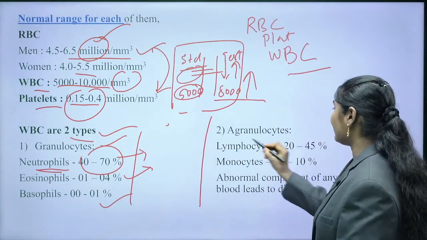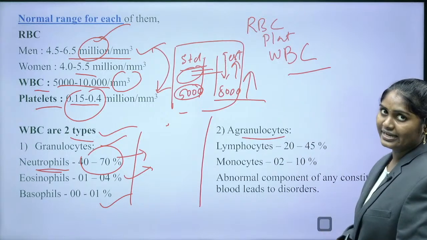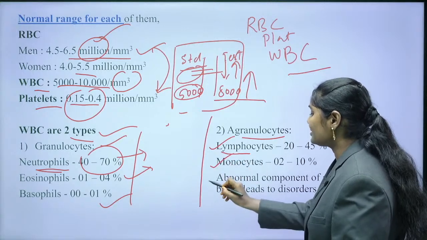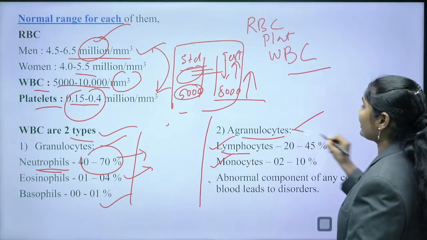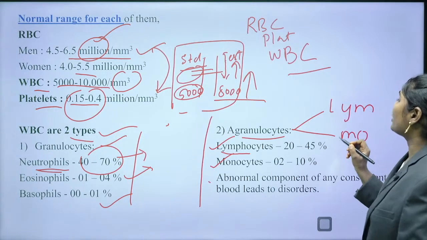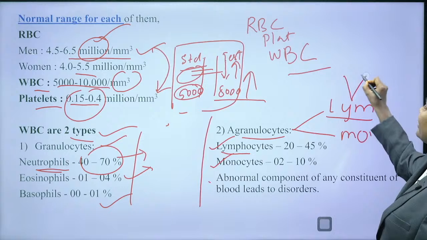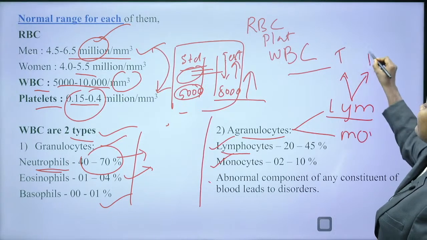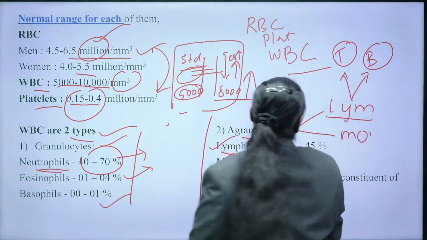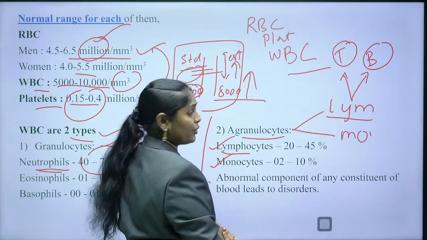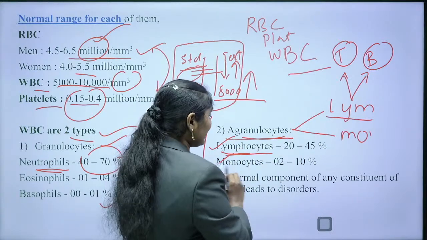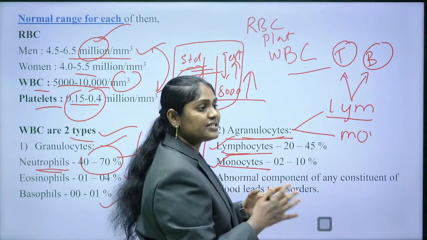So coming to the next type of cells, that is agranulocytes. Agranulocytes are of two types, that is lymphocytes and monocytes. Okay, so normally lymphocytes are converted into two types of cells. What are those cells? B cells and T cells. Okay, so agranulocytes are lymphocytes and monocytes.